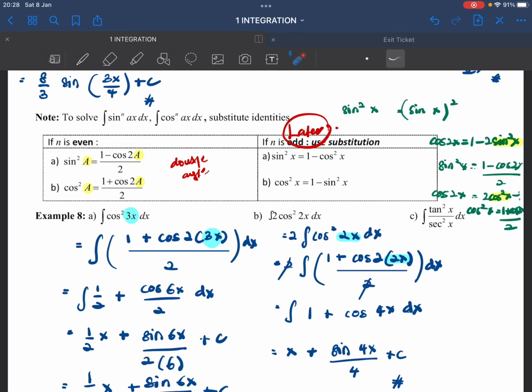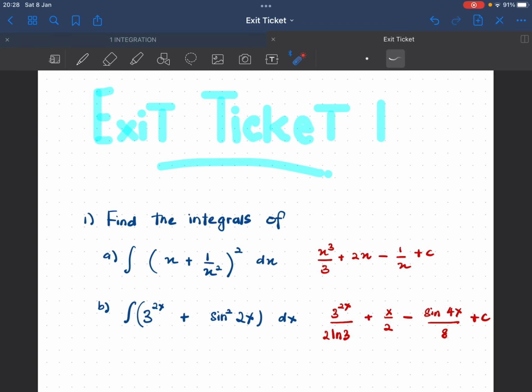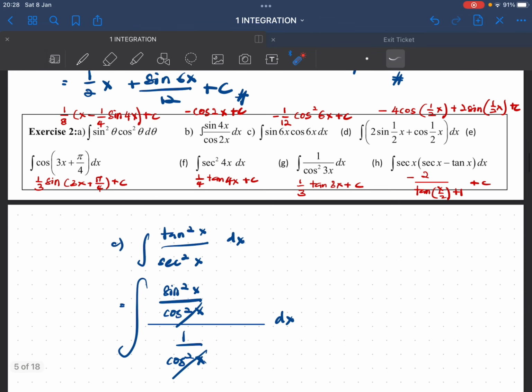So here is your exit ticket. First exit ticket for this semester. Make sure to submit on GC. I have the answer here, and here is also the answer for exercise 2. Make sure to try and do it.